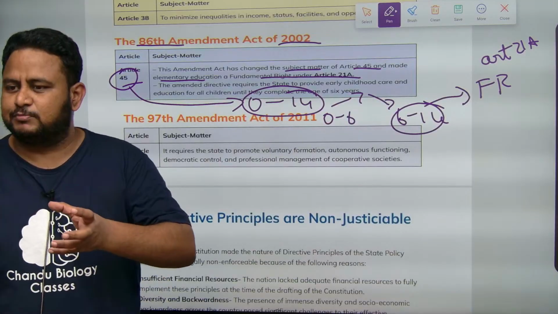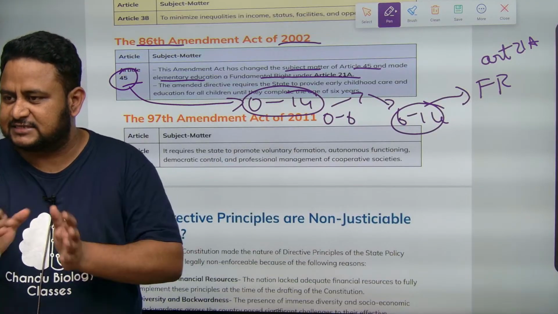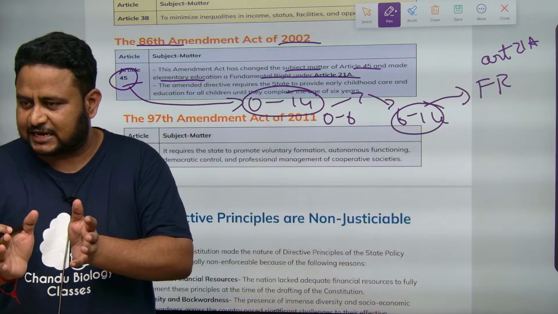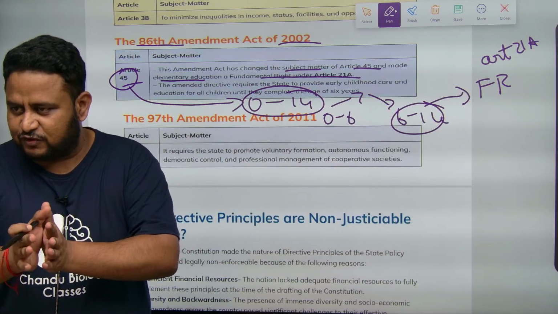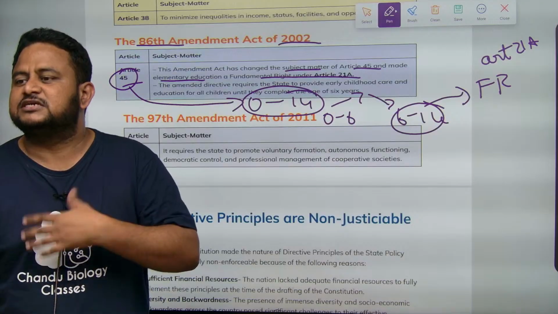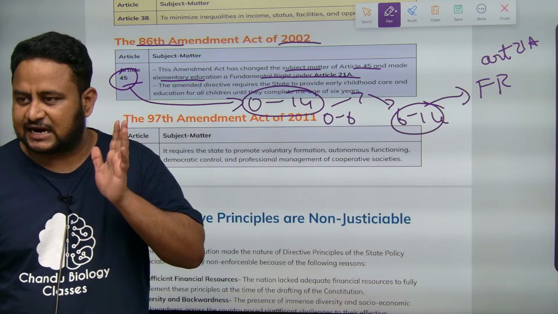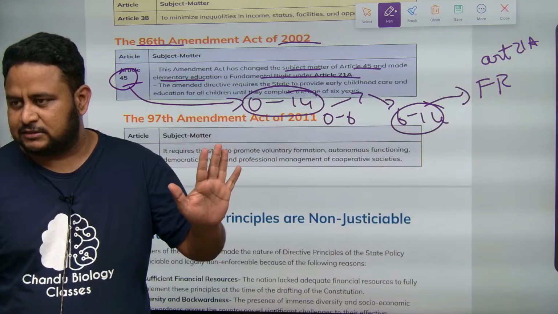Some of the part is removed from it, that is 6 to 14 is removed. Only 0 to 6 is kept, that is early childhood care. 6 to 14, that is elementary education, is made a part of fundamental rights under Article 21A. Got it? So it is very important.